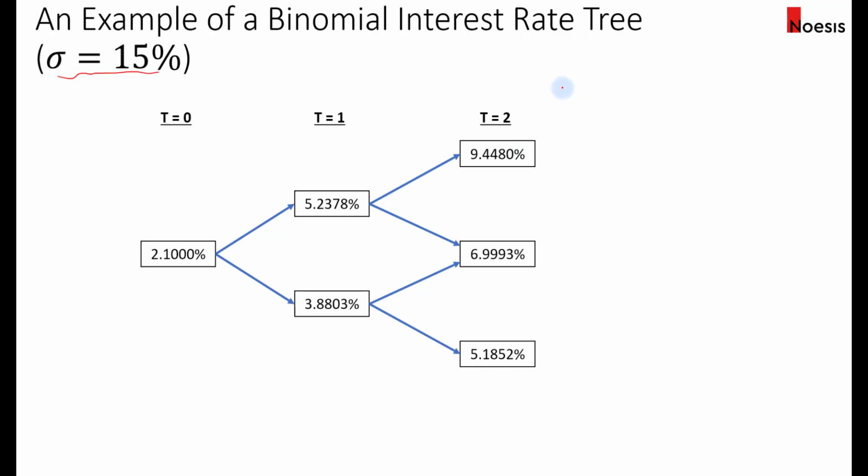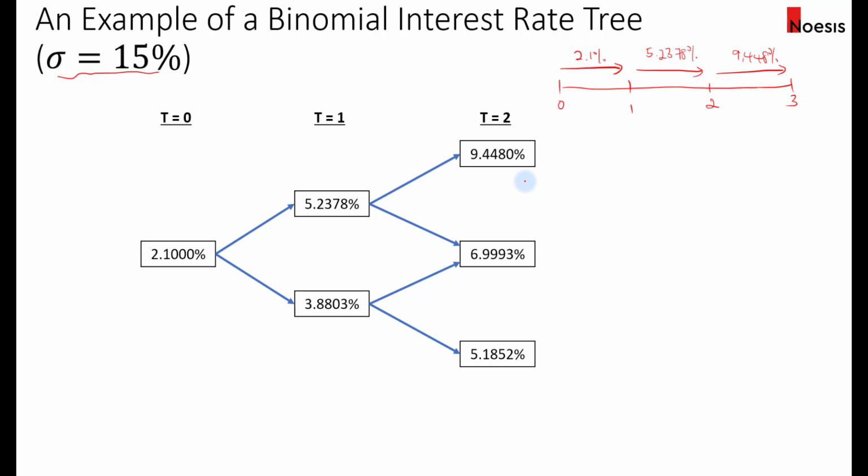What this means is that from period 0 to period 1, the 1 period forward rate, starting from time 0, is 2.1%. So this can be used to discount the cash flow in year 1 back to year 0. And if there is a cash flow in year 2, we can discount it back to year 1 using a discount rate of 5.2378%. From year 2 to year 3, the 1 period discount rate is 9.448%. So this rate can be used to discount the cash flow from year 3 to year 2. So that's what these rates are. They are all 1 period forward rates.